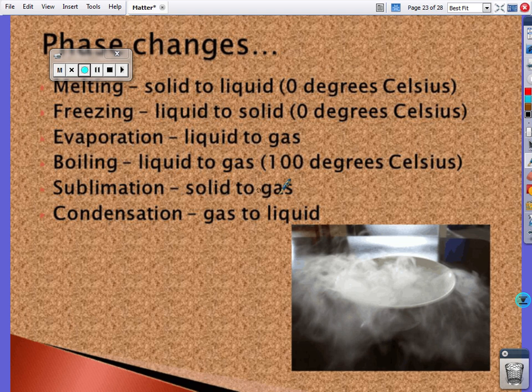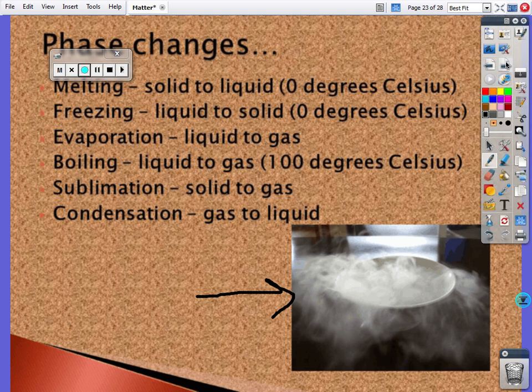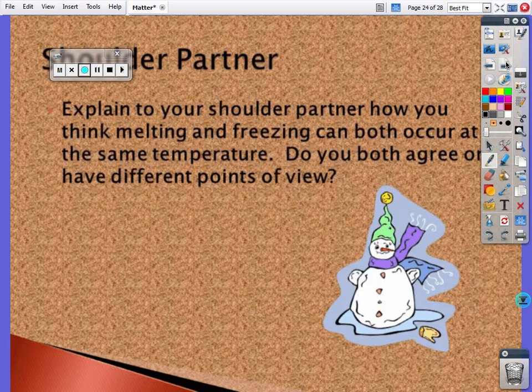Sublimation is when a solid goes to gas. This would be like dry ice, like what's in this picture right here. And condensation is when a gas, air, changes to a liquid. This would be like dew on the grass or the condensation on your glass that has a cold drink inside of it, and the air gets cooled down and becomes liquid drops. Make sure you're writing all of this down.